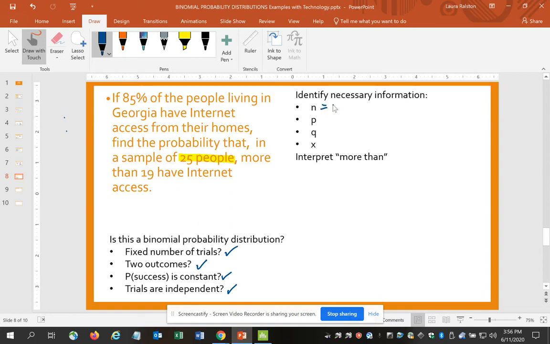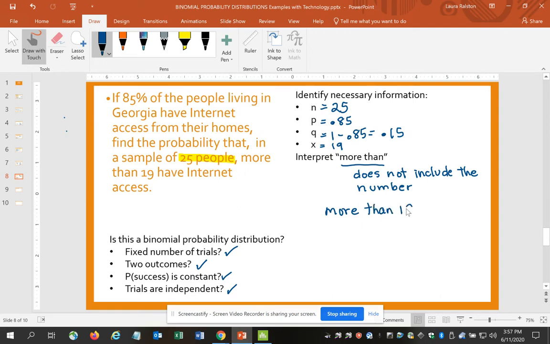Okay, so let me see if I can get these numbers written in here. 25, 0.85, 1 minus 0.85 is 0.15, and X is 19. And again, when I think of more than, it does not include the number. And that's really the primary issue, is should you include, in this case, 19 or not. So in this case, more than 19 to me implies we could have 20, 21, 22, 23, 24, or 25. So let's go out to Minitab.